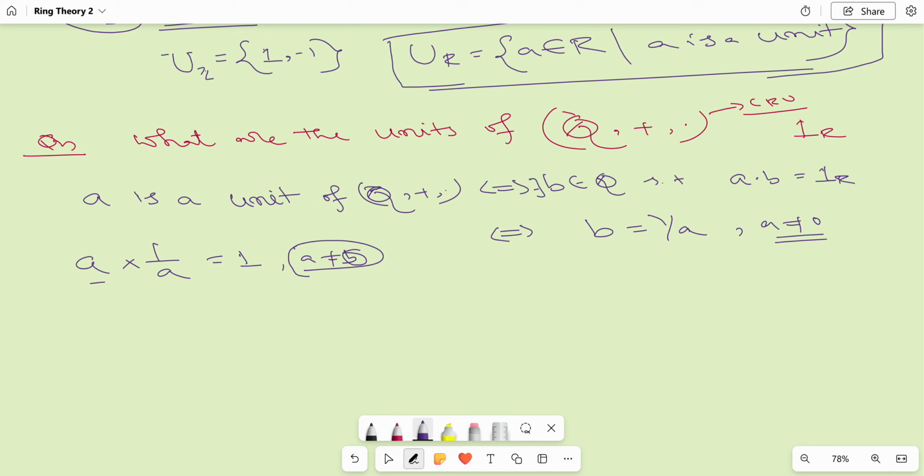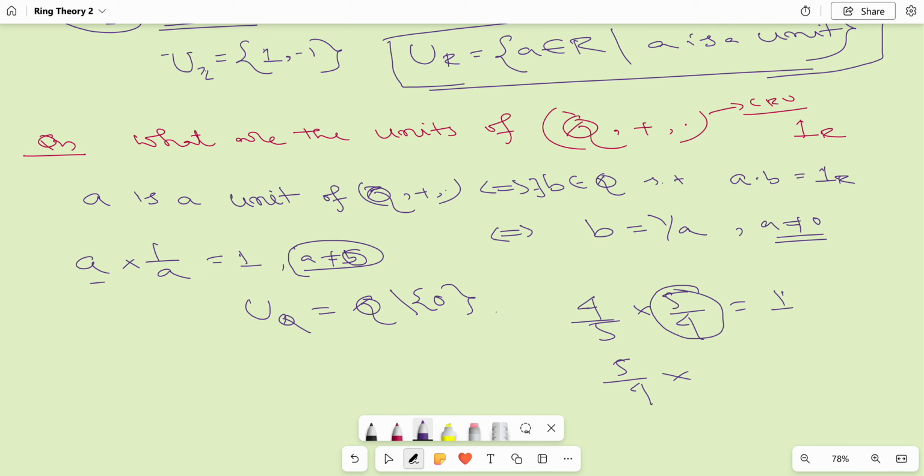So what are the units of Q? The units of Q is all those rational numbers minus 0. Every element is a unit. So suppose you are given 4 by 5, I will give you 5 by 4. This will give us 1. This is our b. So every element is a unit. Suppose a is a unit, then this is also a unit. Similarly 5 by 4 is a unit, because for 5 by 4 I will give you 4 by 5, that will give you 1, right? So every element of Q is a unit except 0, right?